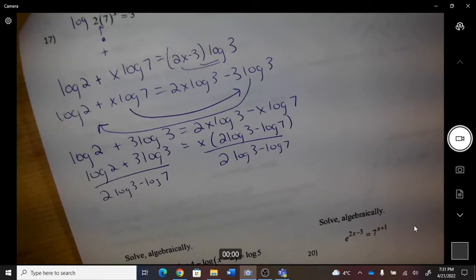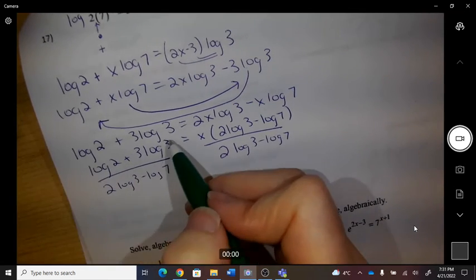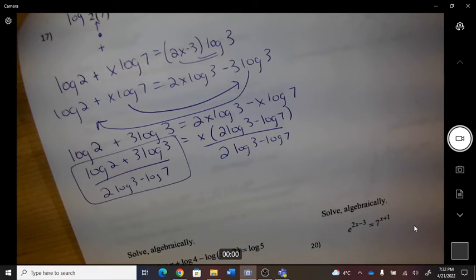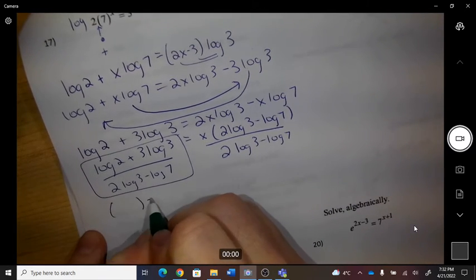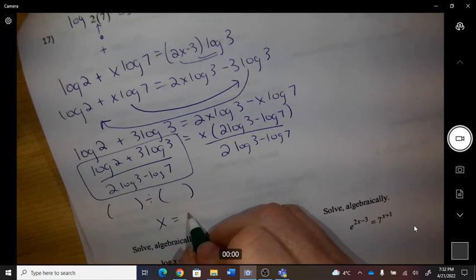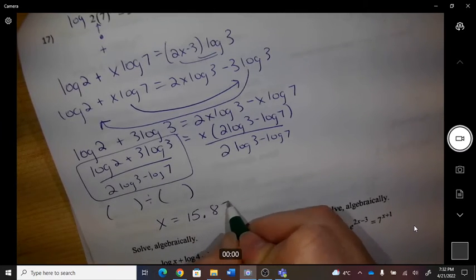Okay, so that's what I'm going to be typing into my calculator. This, and then remembering that it's going to look like that when I type it in. X equals 15.872.